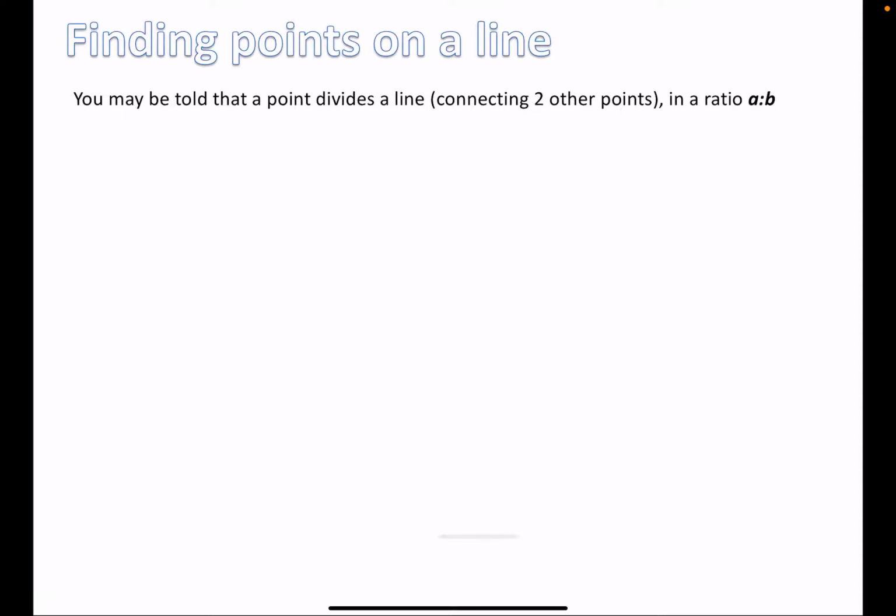Right, one of the first things we want to do quite often in terms of vectors is basically split a line and find a single point on that line, given a ratio. So you may be told that a point divides a line connecting two other points in a ratio A to B, obviously A and B being numbers, and we want to find exactly where that point is.